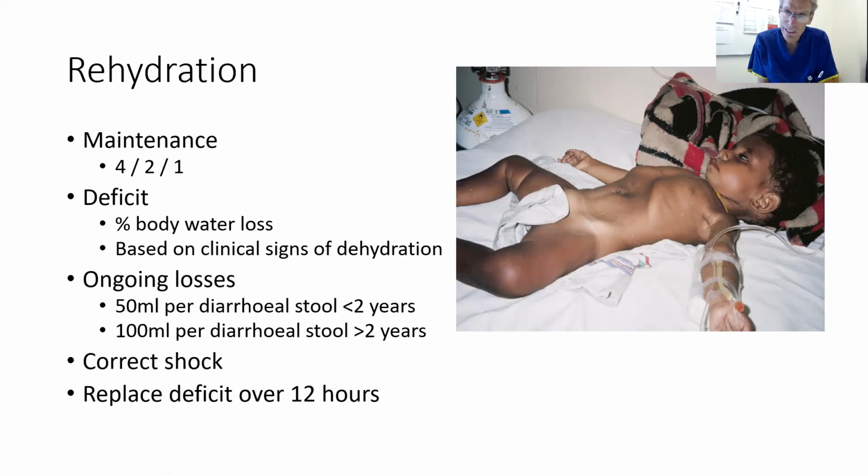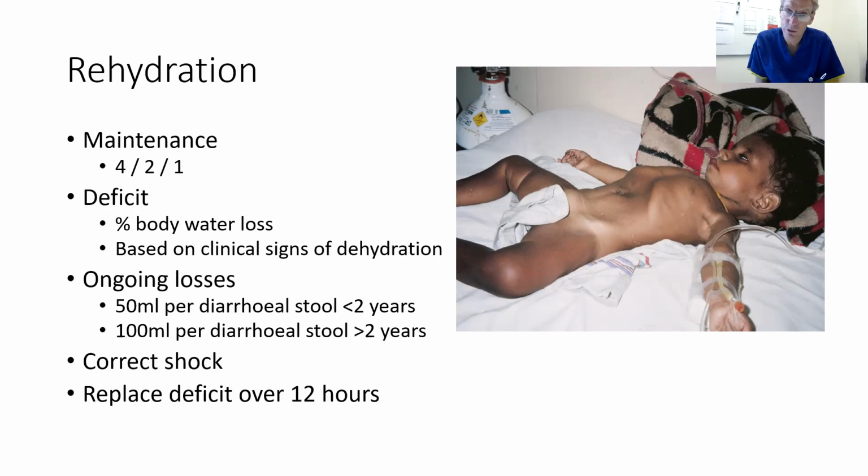Firstly, the maintenance fluid a child needs. Secondly, their deficit, right? And thirdly, their ongoing losses. So when we're talking about maintenance fluid, we already talked about the maintenance fluid 4-2-1 rule. That's mils per kilo per hour. And then we need to think about the deficit.